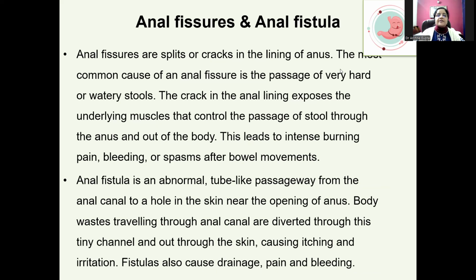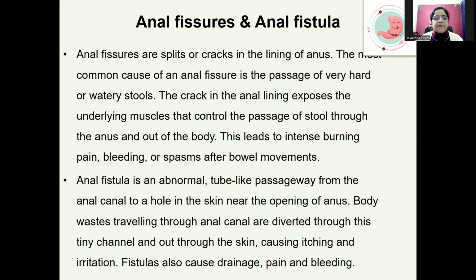Anal fissures are splits or cracks in the lining of the anus, and the most common cause of anal fissure is the passage of very hard or watery stools. The crack in the anal lining exposes the underlying muscles that control the passage of stool through the anus and out of the body. This leads to intense burning, pain, bleeding, or spasms after bowel movements.